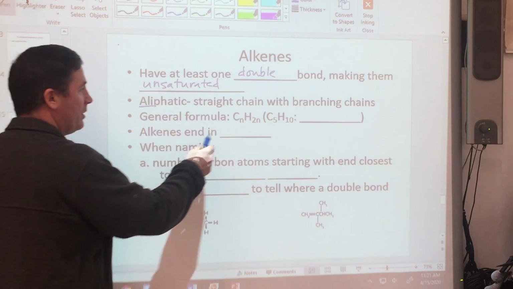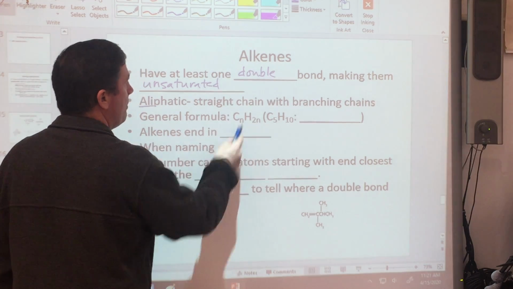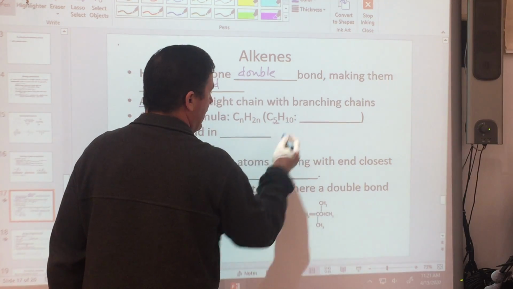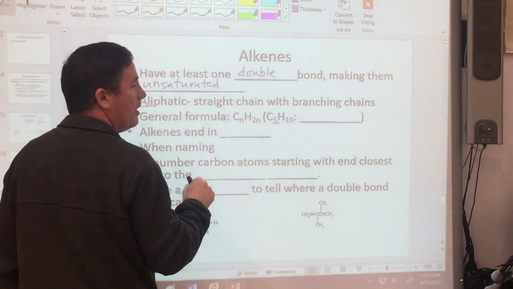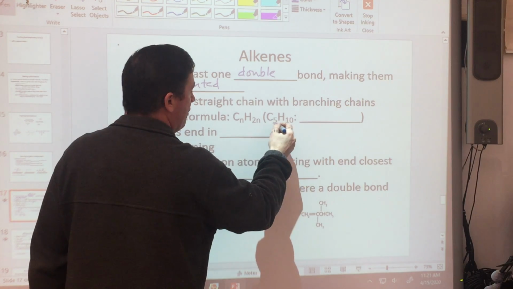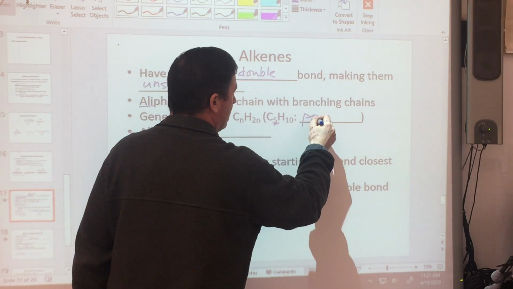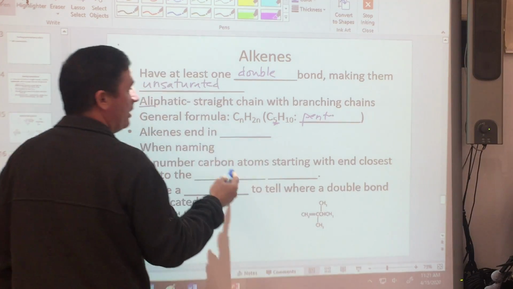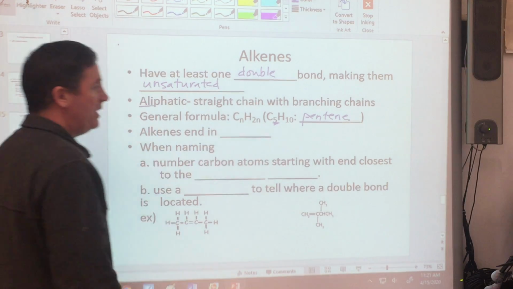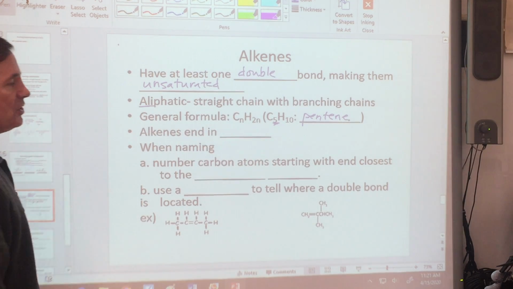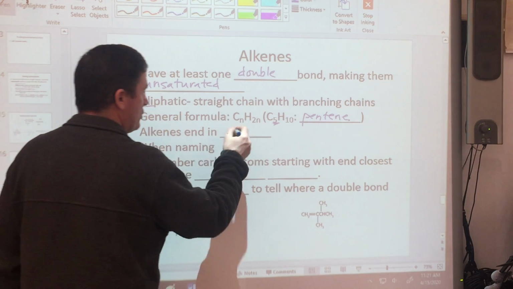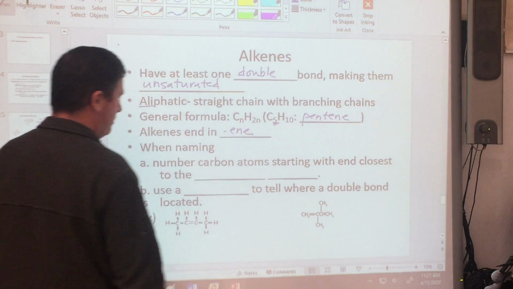They do have a general formula of C to the N, H to the 2N, as I just showed you on the CRT. C5H10 means there's one double bond in here somewhere. So C to the 5, H to the 10, 5 indicates pent. And now we're talking about alkenes, so my ending is going to be ene. So the name for C5H10 is pentene. And as I just wrote there, they end in ene.